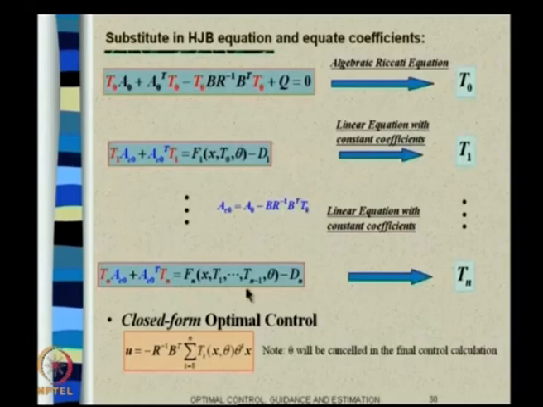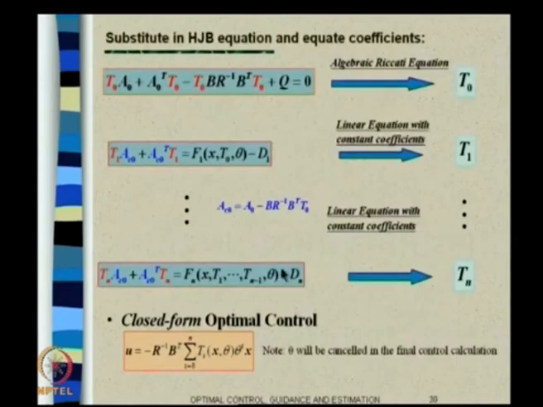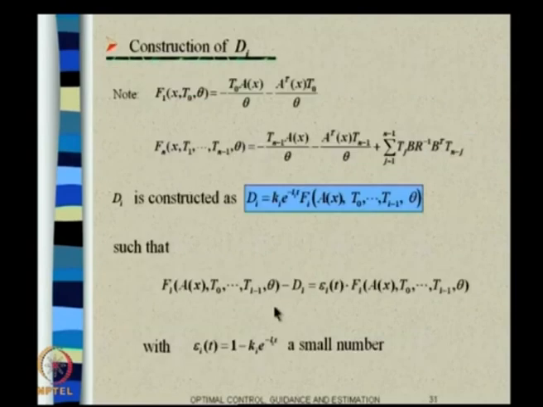Finally, once you have the solutions ready, then this U can be represented as something like this, because you remember U equals R inverse minus R inverse B transpose lambda, which is this. This is nothing but this series. So, you can substitute back and get the optimal control solution in closed form.